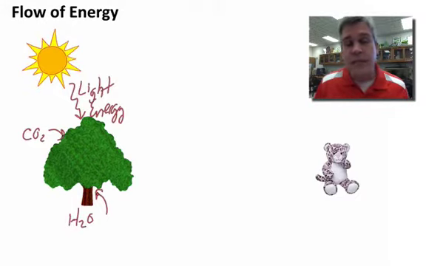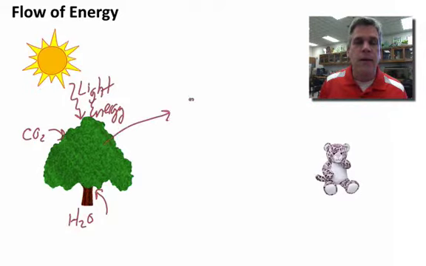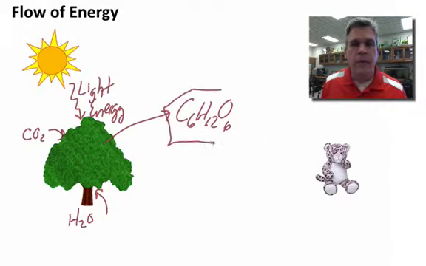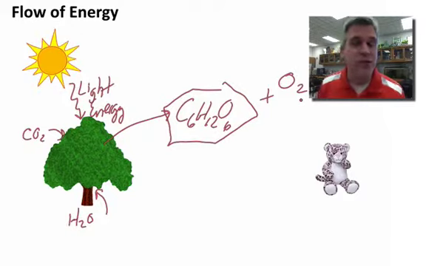When photosynthesis takes place, the plants can take that carbon dioxide and water along with that light energy and make a carbohydrate like glucose, C6H12O6. See if I can draw a carbohydrate here. All right. It's also going to give off as a byproduct some oxygen gas.